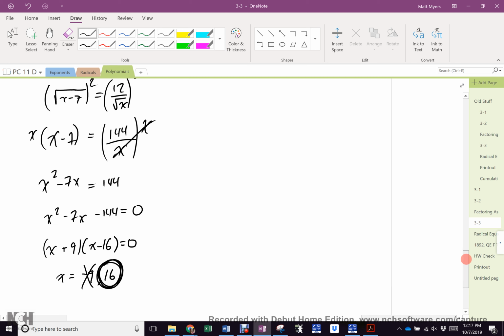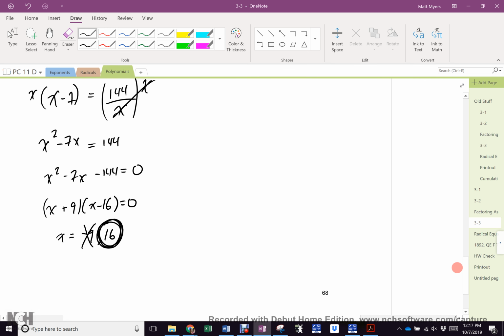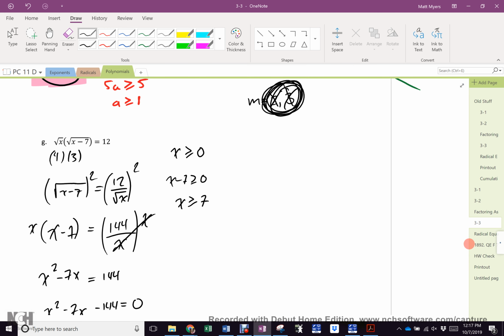And my restrictions, x has to be greater than or equal to 0, because every negative kills us here, right? And x minus 7 has to be greater than or equal to 0, so x has to be greater than or equal to positive 7. Is 16 bigger than 7? So I'm okay.